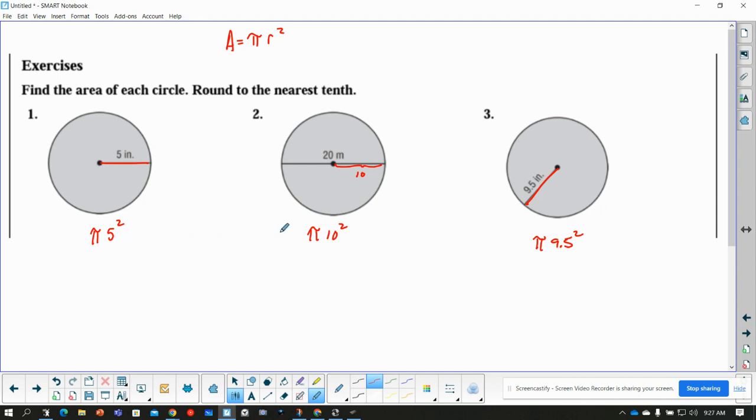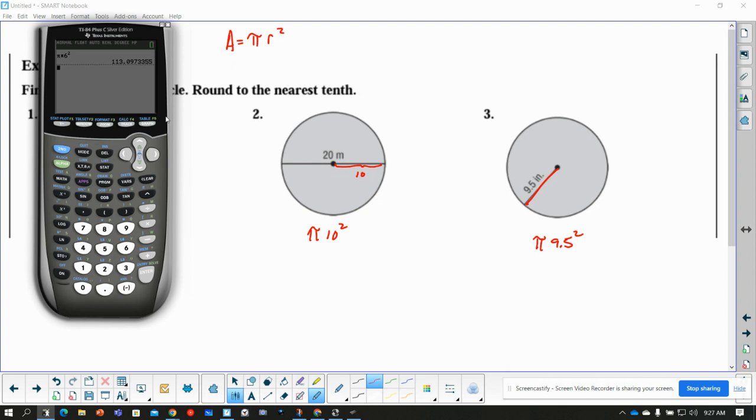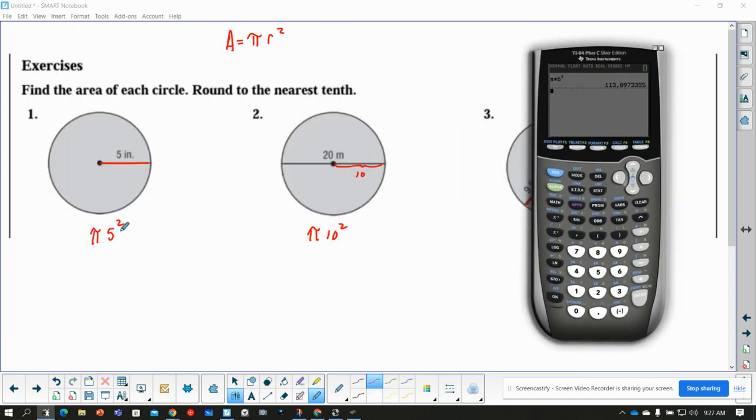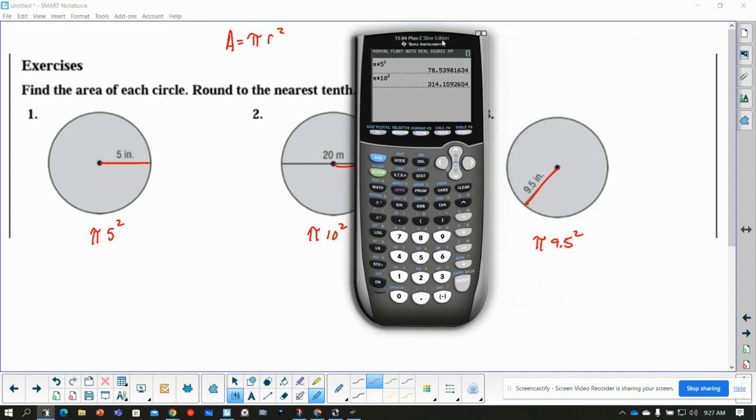So sometimes, like I've talked to you about before, it's easier just to write out the problems. If they're all basically the same type of question, you can write them out. That gives you some really good practice on doing the same types of behaviors, right? So the first one, pi times 5 squared. Next one is pi times 10 squared. And the third one, pi times 9.5 squared.